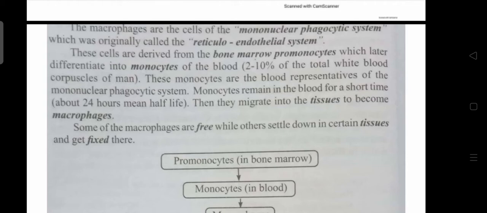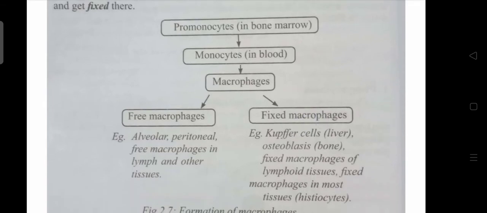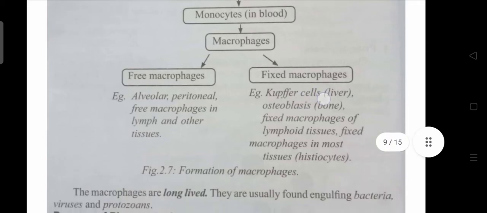The cells from bone marrow, promonocytes, become monocytes. Then monocytes represent the mononuclear phagocytic system. Monocytes remain in blood for 24 hours, then later migrate into tissue to become macrophages. Some of the macrophages are free, while others are fixed. So there are two types of macrophages: fixed macrophages and free macrophages. These are examples of free and fixed macrophages.